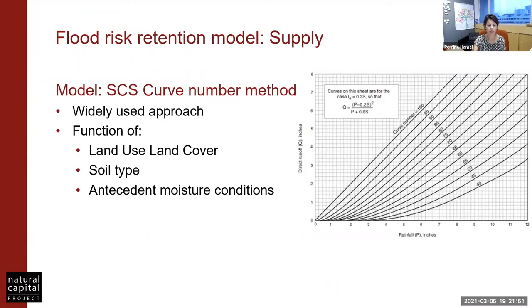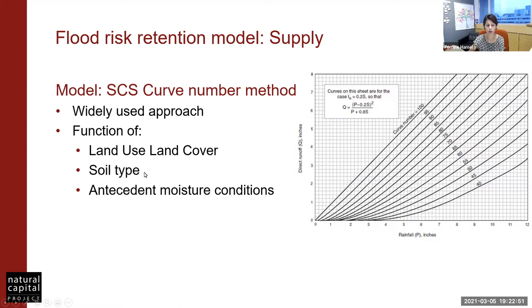So for the supply, the model uses the SCS curve number method, which is a widely used, empirically based approach that calculates the direct runoff. If we look here at the graph, direct runoff in inches or in millimeters, as a function of the rainfall depth, same thing in inches or millimeters. This relationship between direct runoff and rainfall depends on what we call the curve number. This curve number is different for different types of land use and cover, for example, pervious versus impervious, and it also depends on the soil type and the antecedent moisture conditions, which is one parameter that the model currently ignores.